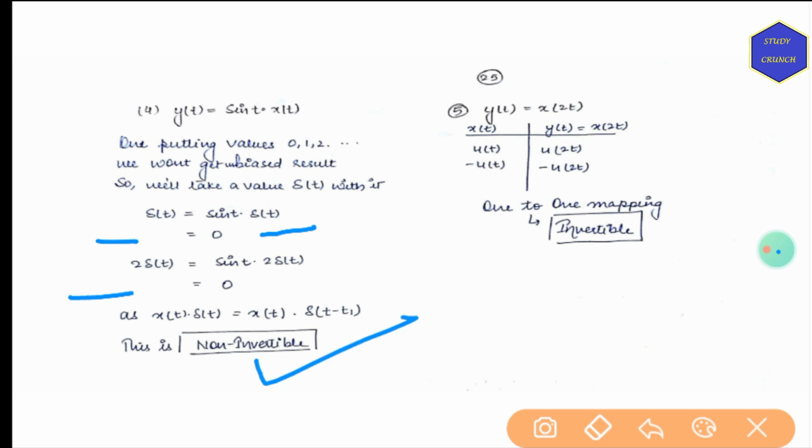y(t) is equal to x of 2t. Again, x of 2t can be written as u of 2t minus u(t). So it is a one-to-one mapping, it is invertible.